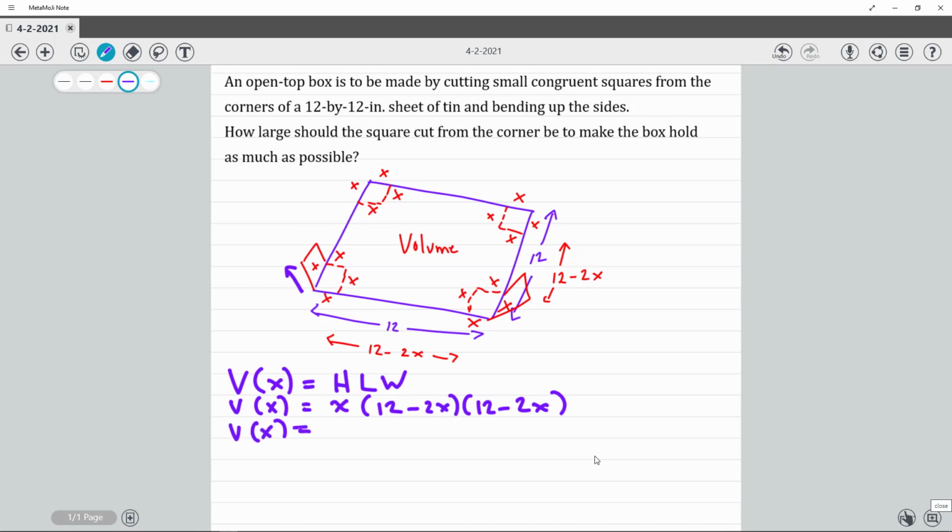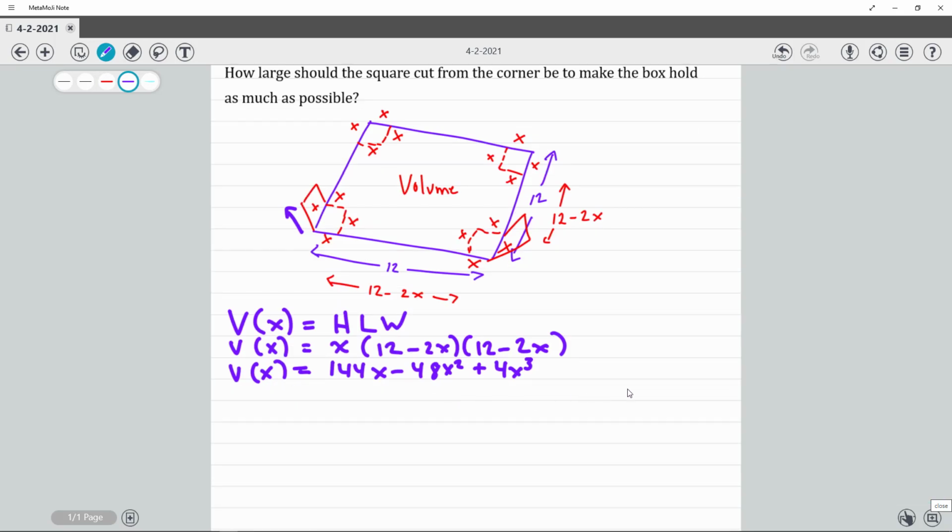Multiplying this out, I FOIL the 12 minus 2x times 12 minus 2x, and then don't forget about that x on the outside. So that's how I'm getting 144x minus 48x squared plus 4x cubed. Now, to find a max, remember, that's just finding the critical point. So I find the first derivative, which would be 144 minus 2 times 48, 96x, subtracting 1 from the exponent, just using the power rule, and then plus 12x squared.